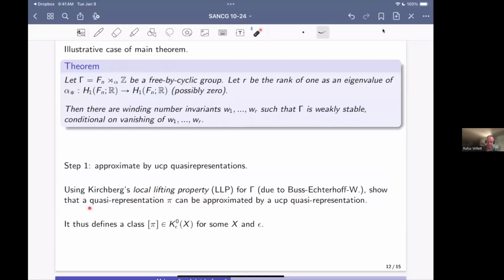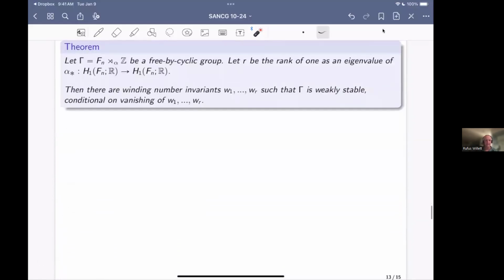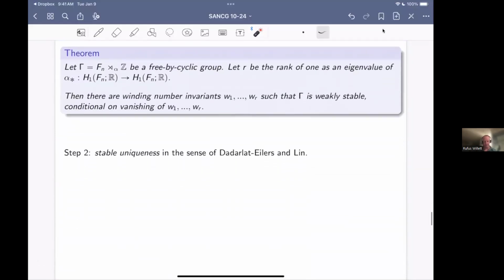So a general quasi-representation, by the construction earlier, defines a class in some controlled K-homology group. Okay. What we're going to do is get rid of that class. That's the theorem. Step two, we prove a so-called stable uniqueness theorem in the sense of Dadarlat, Eilers, and Lin. This is working C-star algebra classification theory from around 2000, so around 25 years ago.